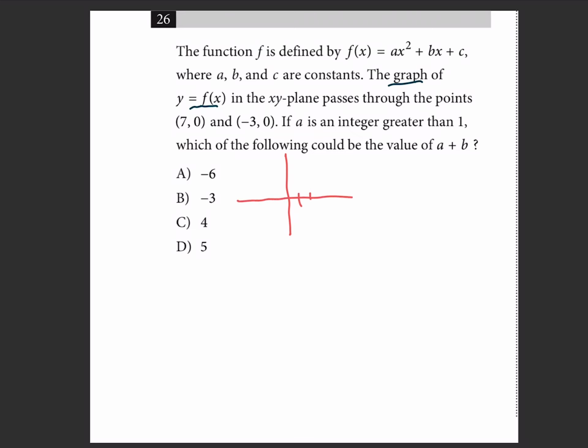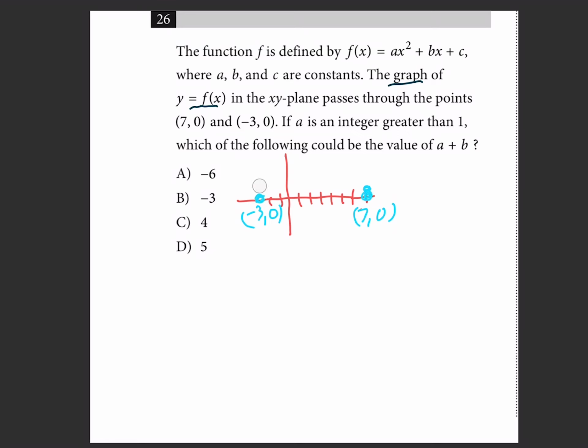And 7, 0: 1, 2, 3, 4, 5, 6, 7, something over there, that's a point right there. And I'm going to label that 7, 0 is a point right there. And then also we have negative 3, 0, which is a point about right there. Put little dashes in. So these are actually right on the x-axis. Put them right on there. So they're on my x-axis.